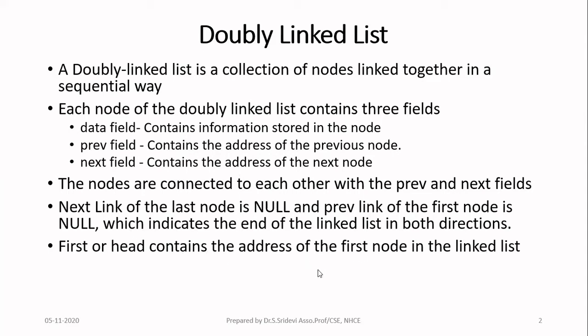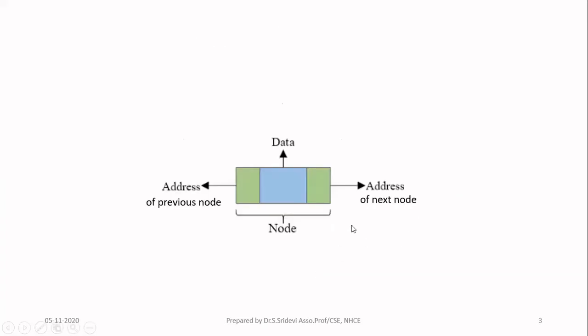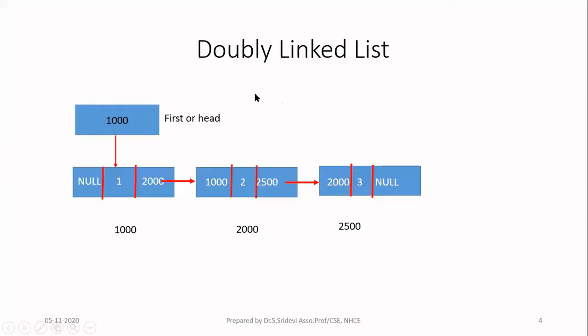Now let us see the diagrammatic representation so that you will understand. So we are going to represent every node by means of three fields. In the center we have the data which contains the information, and then in both directions we have two pointers. So they contain the address only. This pointer is known as the left pointer. It contains the address of the previous node, and this pointer is the right pointer which contains the address of the next node.